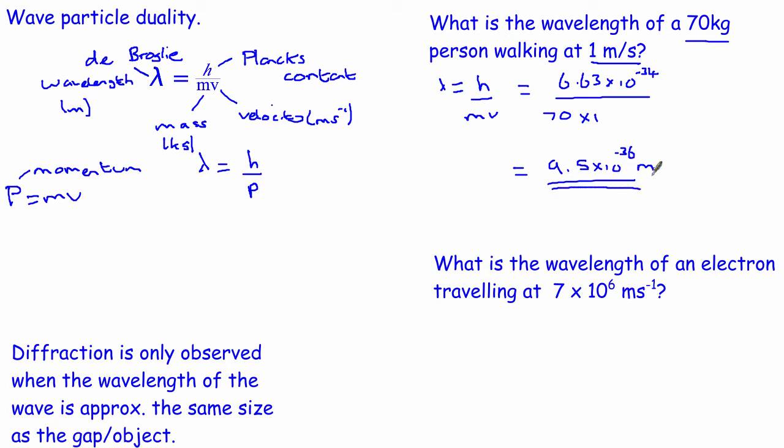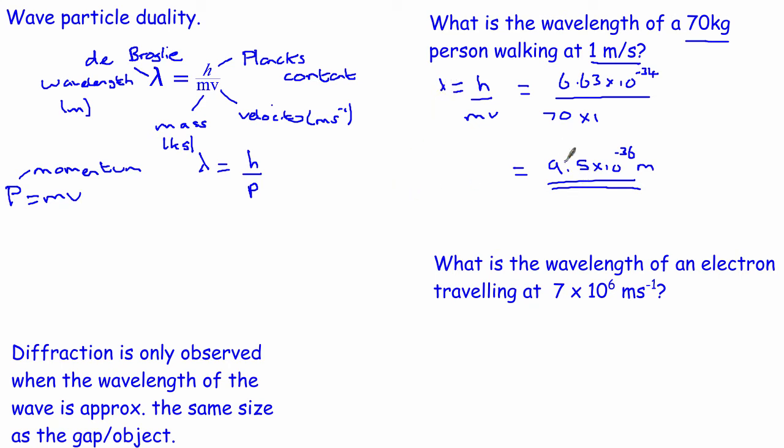Now that's incredibly small. That's very, very tiny, and you never encounter gaps that are that small, which is why you never see a person diffract, which in itself would be a very strange thing. The reason you don't see really big things diffract is simply because they don't encounter gaps that are as small as the wavelength that they have. However, if we look at particles that have a very small mass and travel very quickly, then we end up with a much bigger wavelength, and therefore we actually see diffraction.